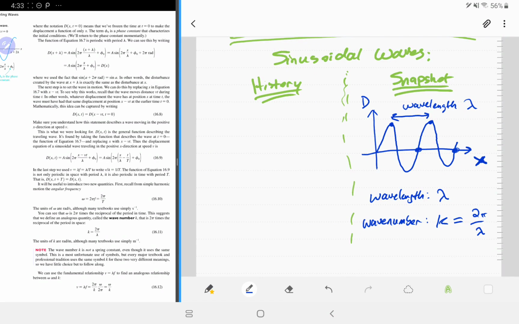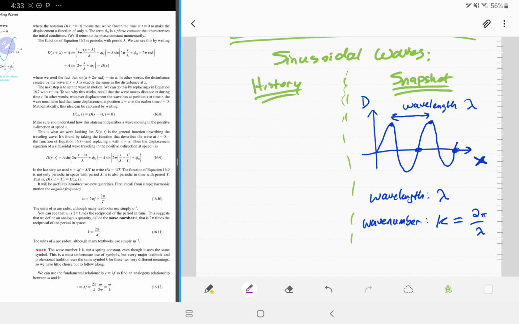So wavelength is a distance. The SI units will be meters. Wave number is in inverse meters. And with the 2 pi, you can infer that it's radians per meter. So what that means is if I took a meter stick and I put it on top of my wave, how many radians of oscillation are there?